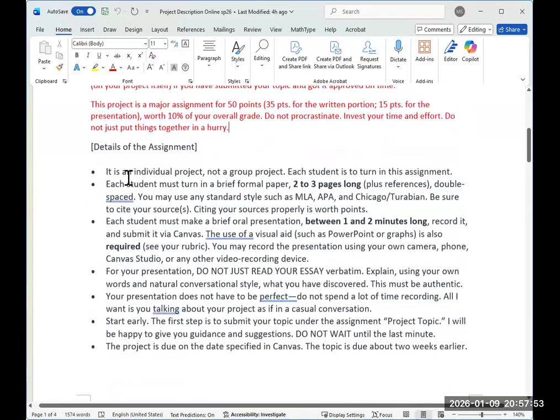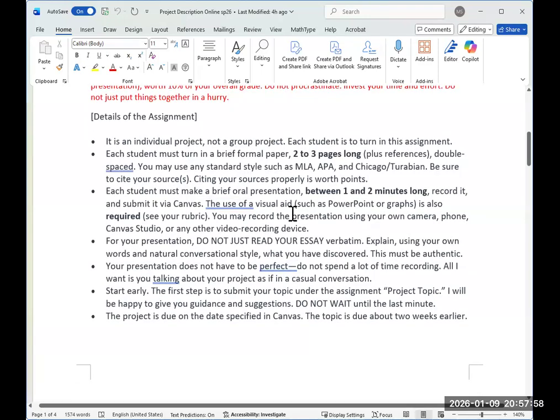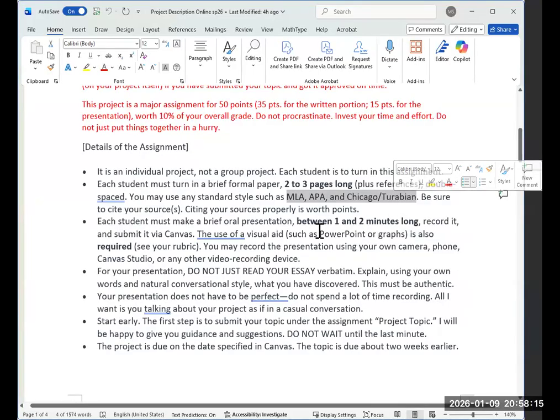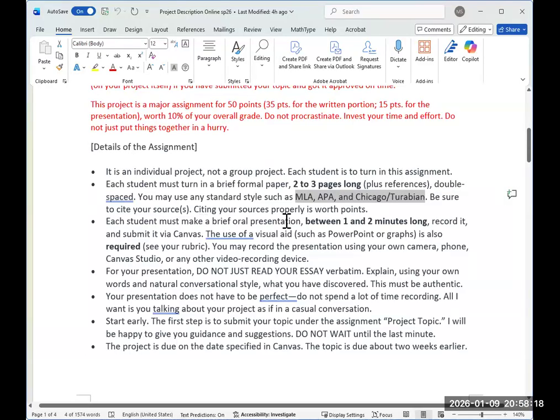Okay, you can read more about the details of this assignment here. I'm not going to read everything here. By the way, this document is provided for you in the same module. You can use any of the accepted standard styles of writing for academic papers, such as MLA, APA, or Chicago style of writing. The oral presentation part is going to be, of course, based on what you wrote in the essay, and it's going to be between 1 and 2 minutes long. If it's too short or if it's too long, points will be deducted. So make sure you stick to the time limit.